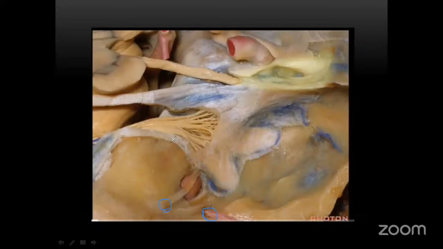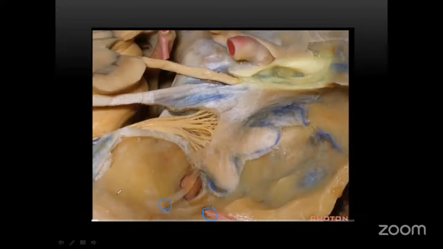And what is this structure? What is this area? Arcuate eminence. Excellent. But what is this triangle? We have discussed it. The Kawase triangle. Excellent. So now there are two approaches.